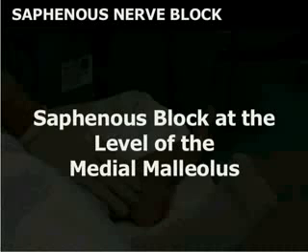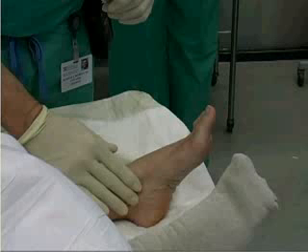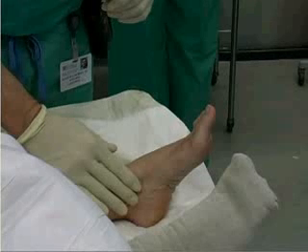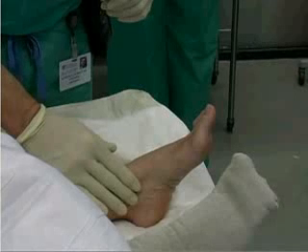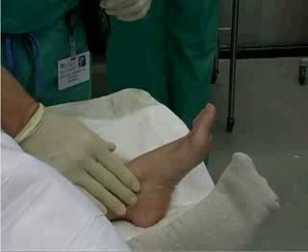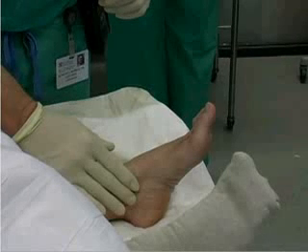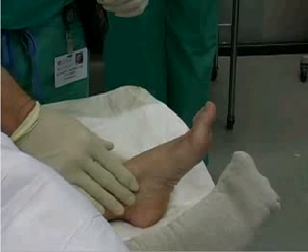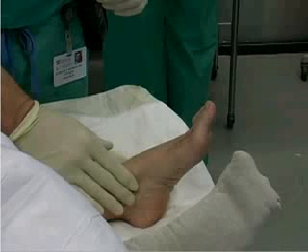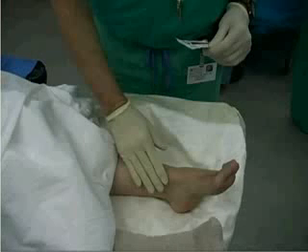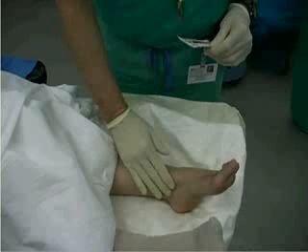When performed at the level of the ankle, the saphenous block is performed as part of a field block. It may be used for foot and ankle surgery. Refer to the ankle block chapter for further detail. The patient should lie in the supine position on the table with the leg and foot flat. Palpate the medial malleolus. This will be your site of needle insertion.